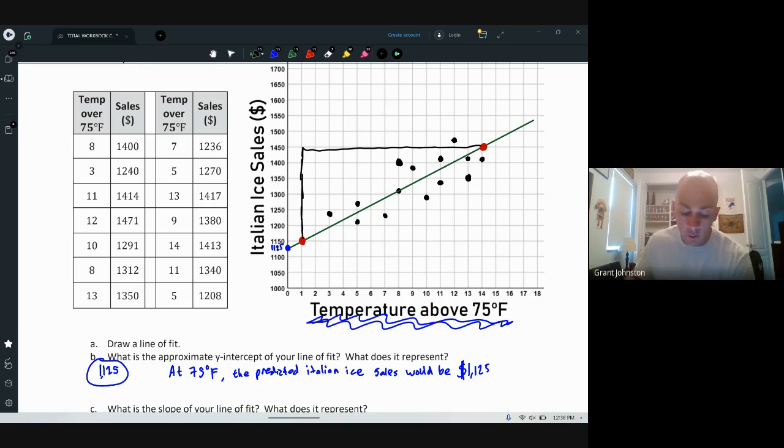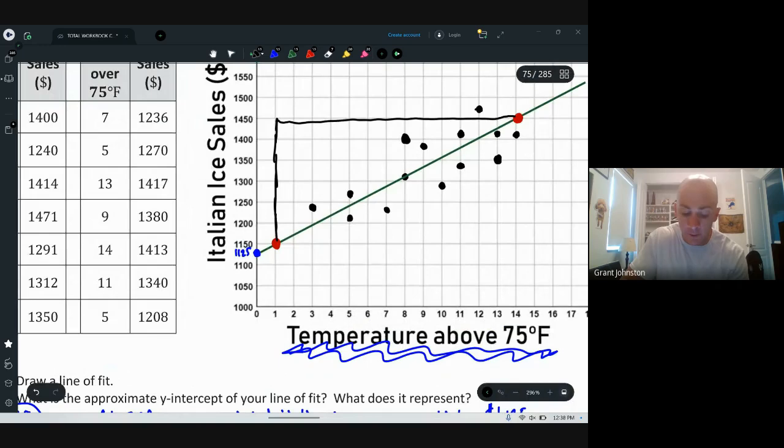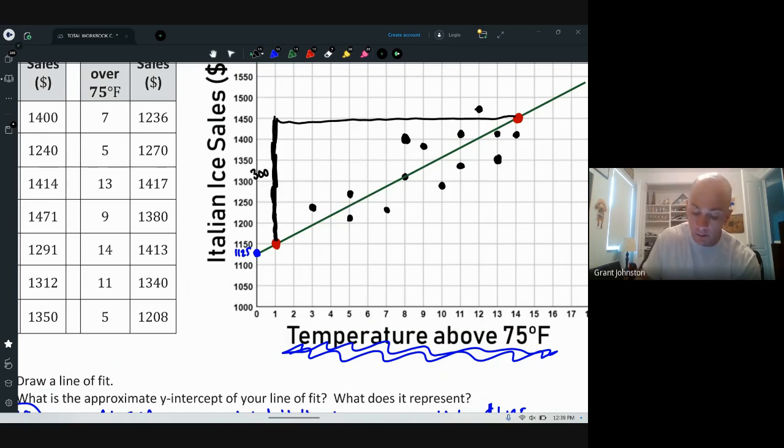Okay, so it's going by 50s, right? So it's going from 1150 to 1450. So why don't I just count these by 50? 50, 100, 150, 200, 250, 300. And you might have been able to do that in your head. 1450 minus 1150, that's 300. So the sales are going up 300.